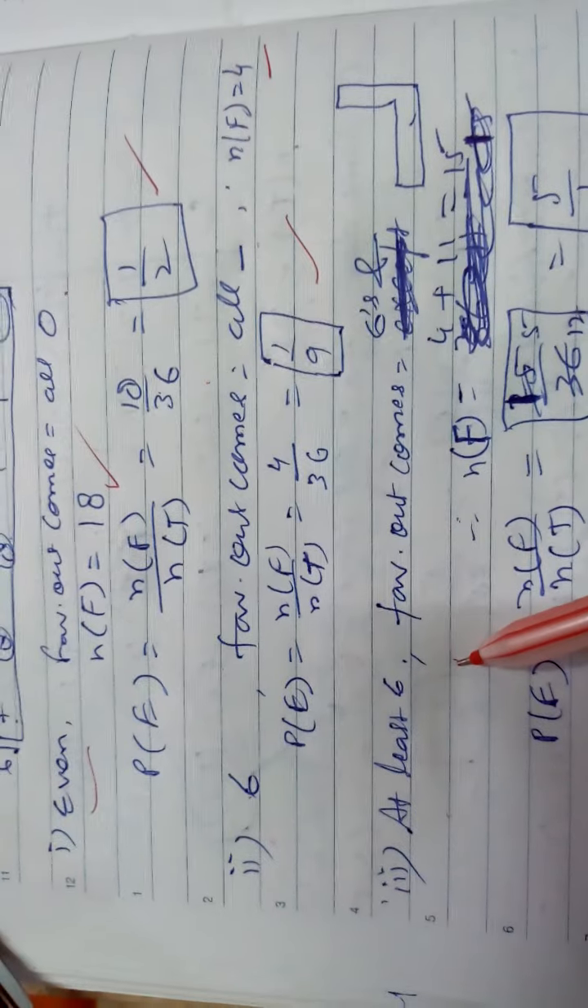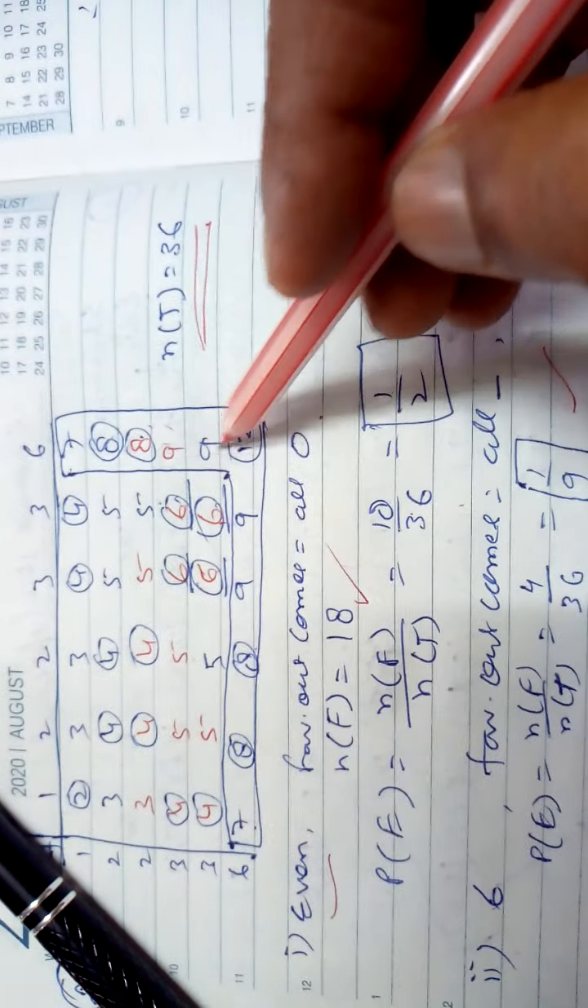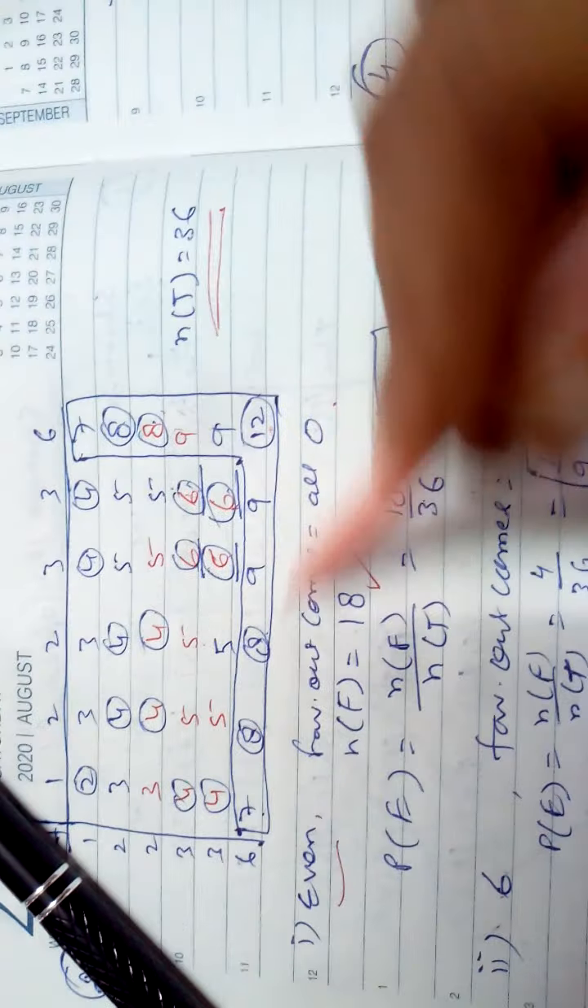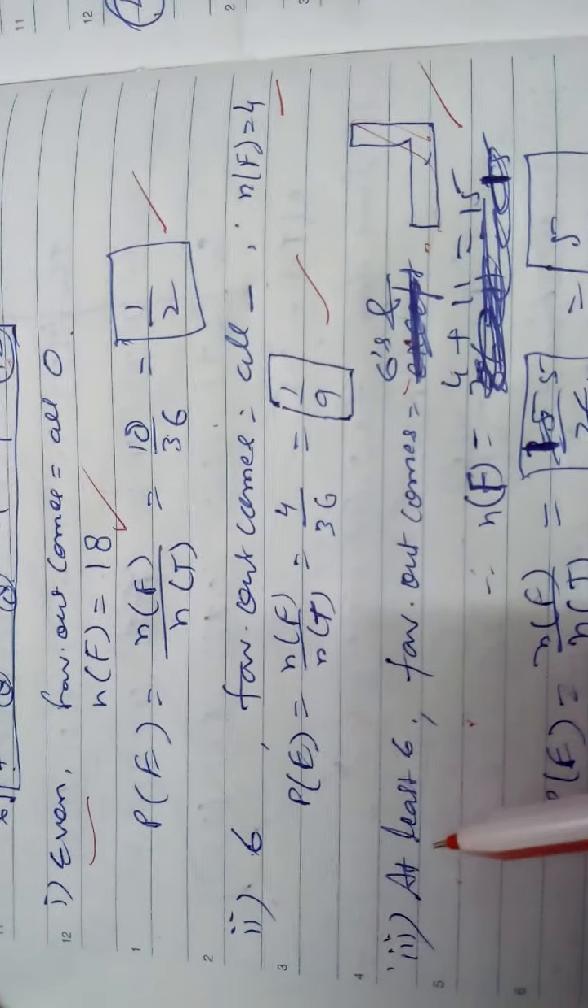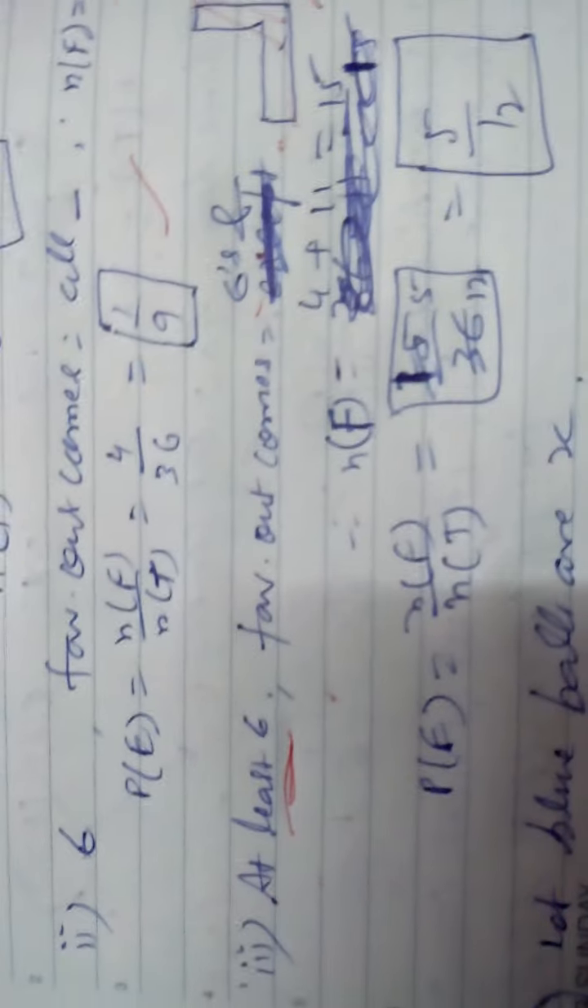At least 6. Minimum 6. It means these L-shaped numbers and 6. L-shaped numbers 7, 8, 9, 10, and 12, and 6 this. So there are 11, 12, 13, 14, 15. 4 plus 11, 15. Minimum 6, not less than 6. 6 or more than it. So P is equal to NF upon NT. 5 upon 12 is your answer, which is 15 upon 36.